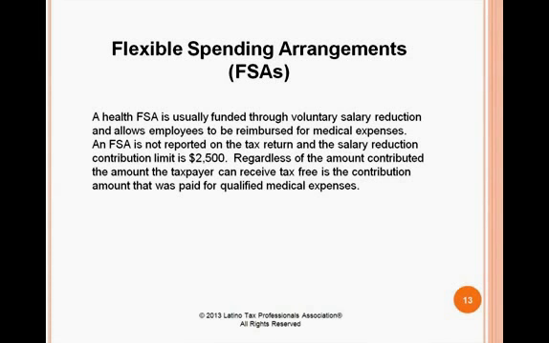There are also flexible spending arrangements. Now, these are in lieu of health savings accounts that could be a wider array of expenses that will qualify. A health FSA is usually funded through voluntary salary reduction and allows employees to be reimbursed for medical expenses. An FSA is not reported on the tax return, and the salary reduction contribution limit is $2,500. Regardless of the amount contributed, the amount the taxpayer can receive tax-free is the contribution amount that was paid for qualified medical expenses.